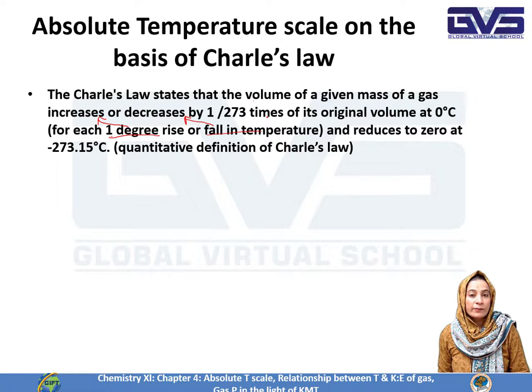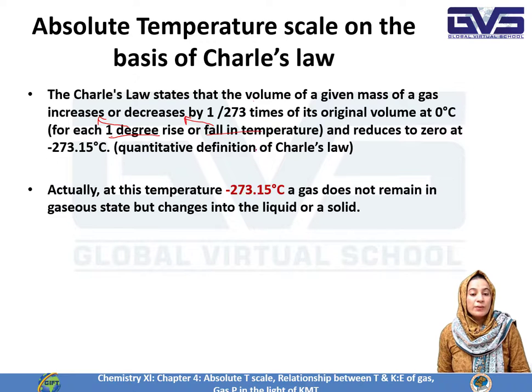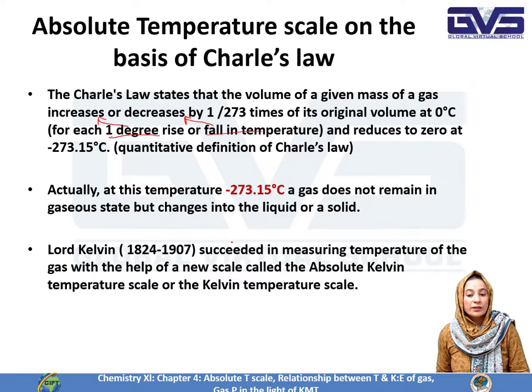More accurately, at minus 273.16 Celsius. So basically this minus 273.15 or 16 is an unattainable temperature, and the gas is converted into liquid or solid before reaching this temperature. So this is called absolute zero temperature. And Lord Kelvin succeeded in measuring the temperature of the gas with the help of a new scale. So at this point he devised a new scale.